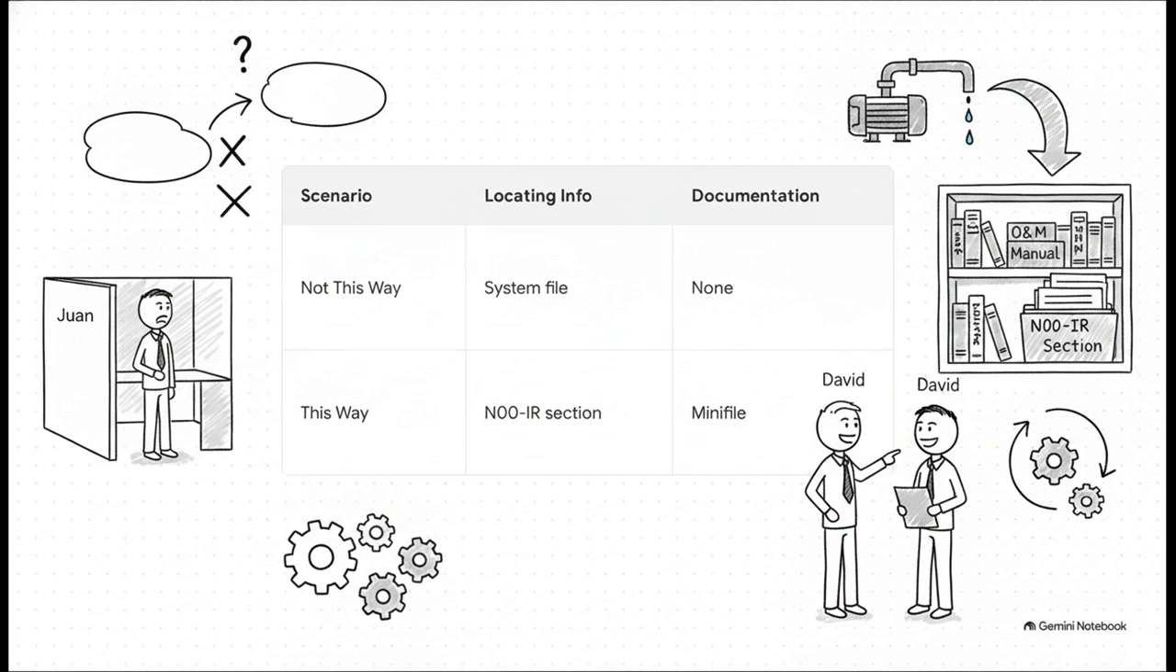It's a total dead end. But in the this way scenario, David confidently points Juan to the specific N00IR section or the O&M manuals right on the next shelf. And even better, David actually asks Juan to make copies of whatever useful info he finds so they can create a brand new equipment-specific mini-file. They aren't just doing work, they are actively building a smarter system. They're treating their documentation as a living, breathing asset that gets stronger every single time they interact with it.